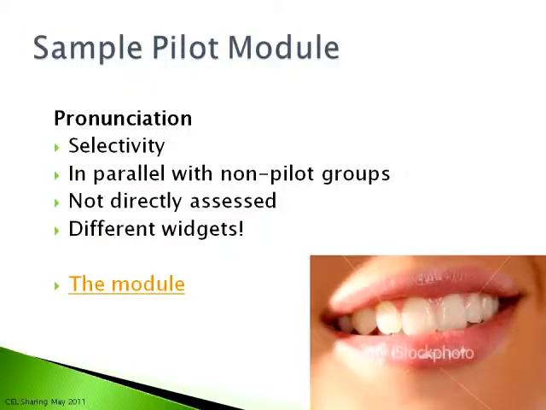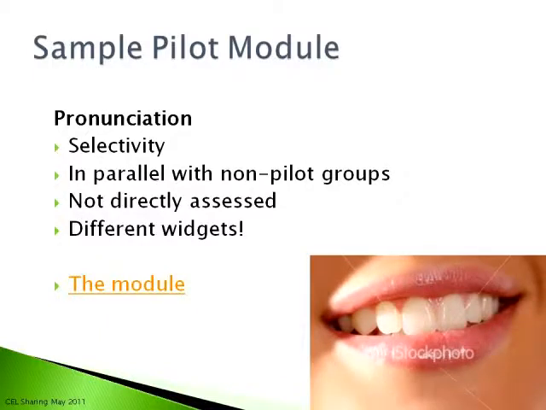This module was chosen as the first one because it's not directly assessed. The students' pronunciation is assessed in combination with their other oral skills, but there was no direct assessment only of pronunciation. And also, pronunciation seems to lend itself to lots of different sort of activities. You want to have the students be able to record themselves. You want them to be able to listen. You want them to be able to watch videos, evaluate, and so on. So it allowed us to play with widgets.